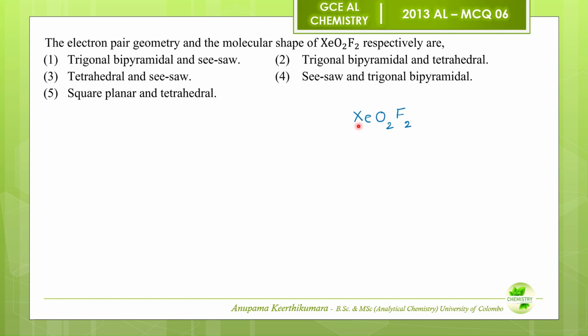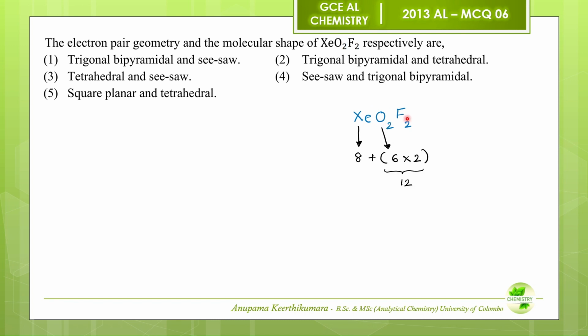Xenon is a noble gas and it belongs to the group 18 in the periodic table. Therefore, xenon has 8 valence electrons. Oxygen is a group 16 element. Therefore, one oxygen atom contains 6 valence electrons. But there are 2 oxygen atoms in this molecule. Therefore, the total number of valence electrons in these 2 oxygen atoms is 12.